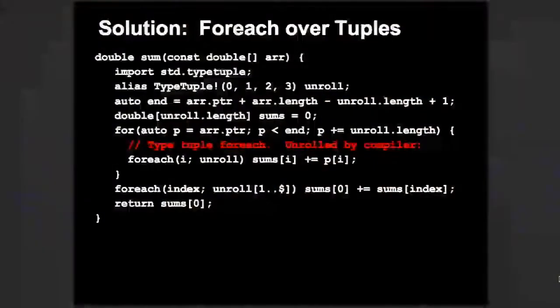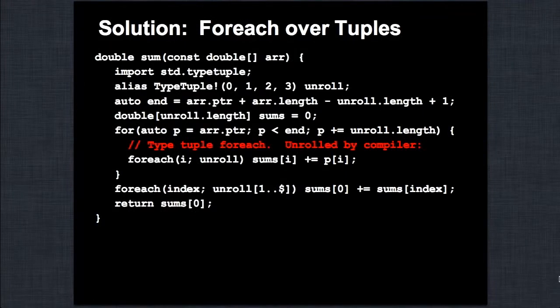So what do we do instead? Well, D tuples are automatically unrolled by the compiler. So we create a tuple of the numbers 0, 1, 2, and 3. This is for four-way unrolling. It actually is possible to create a static iota function where we pass static iota instantiated with 4, creates a tuple from 0 through 3. We don't have that in Phobos yet. There was a long forum discussion on that a long time ago that I don't remember the details of.